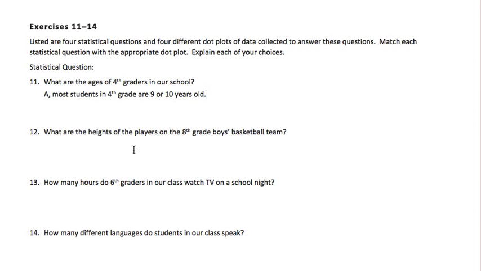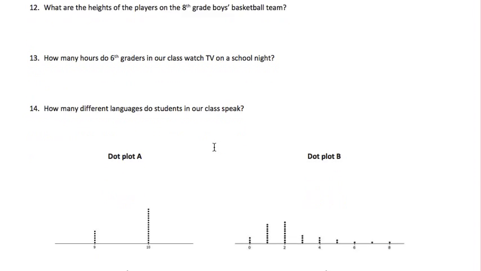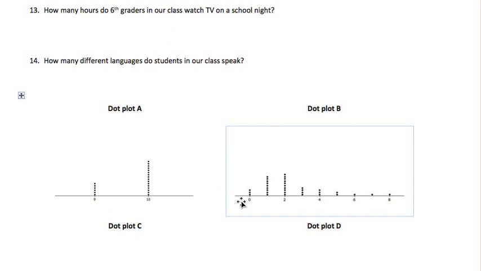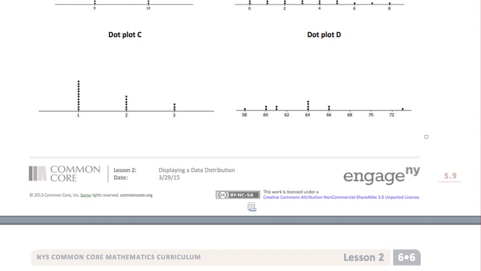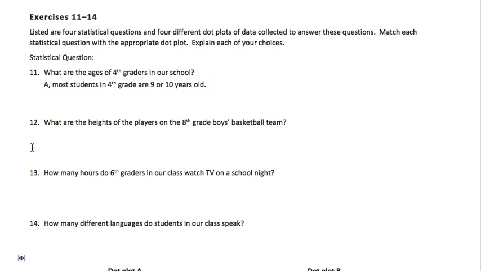Question 12. What are the heights of the players on the 8th grade boys basketball team? 8th grade boys basketball. So when we look back down here, dot plot B, 0 to 8. No, they're definitely not that tall. 1 to 3, no. Dot plot D is the only one that makes any sense whatsoever. Those are reasonable heights for 8th grade boys.